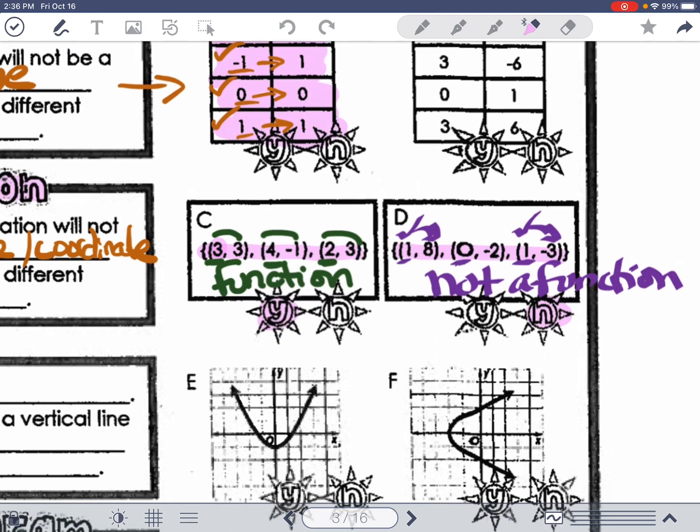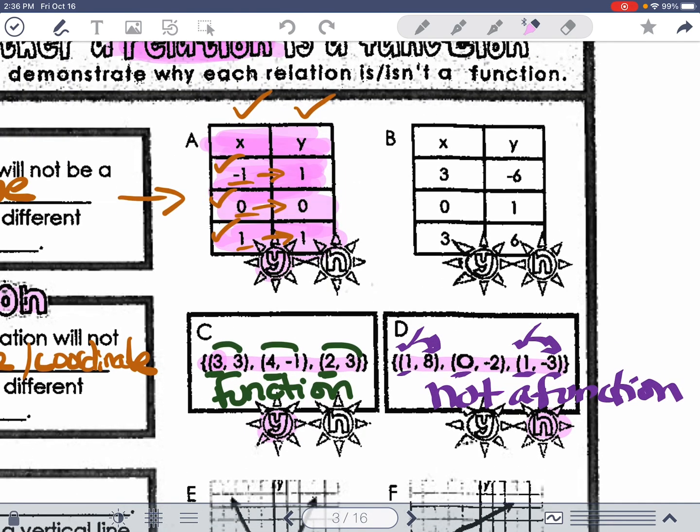Let's go back up to the top. I forgot to do B. This is yes. This table, letter B, let's look at the x values. 3, 0, 3. Uh-oh. 3 shows up twice and it's paired to -6 and +6. So that one is not a function. Can't have two 3s and they're paired to different numbers.